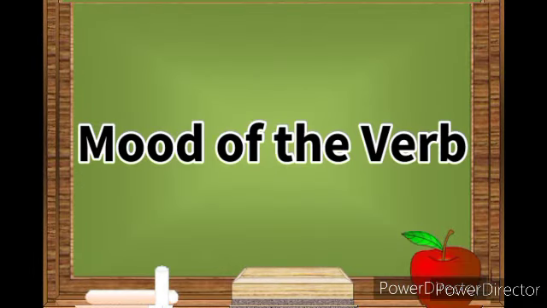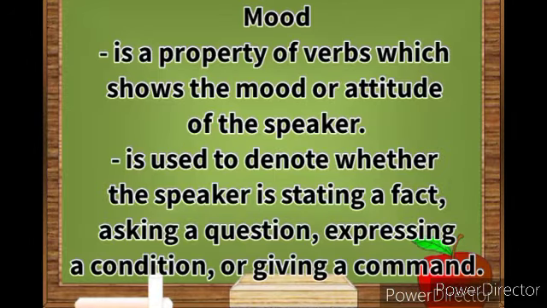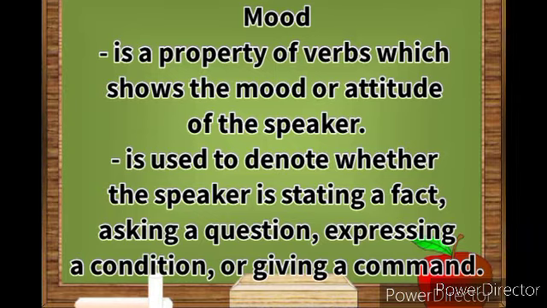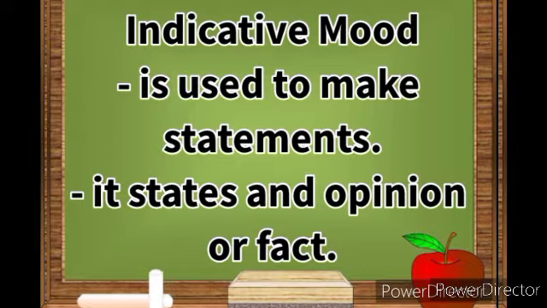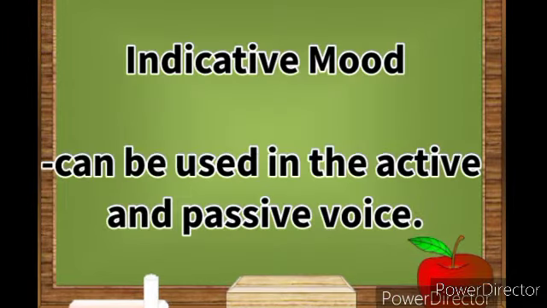So let's go to the mood of the verb. The mood of the verb is a property of verbs which shows the mood or attitude of the speaker. It is used to denote whether the speaker is stating a fact, asking a question, expressing a condition, or giving a command. These are the indicative, imperative, and subjunctive. Indicative mood is used to make statements. It states an opinion or fact. Indicative mood can be used in the active and passive voice.